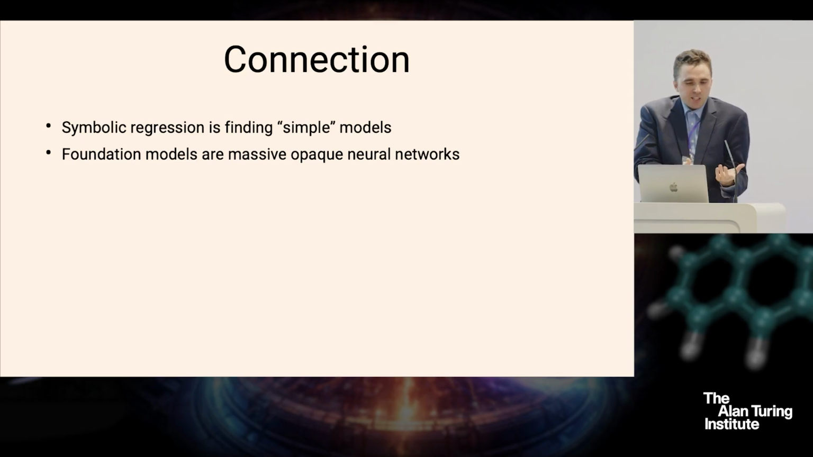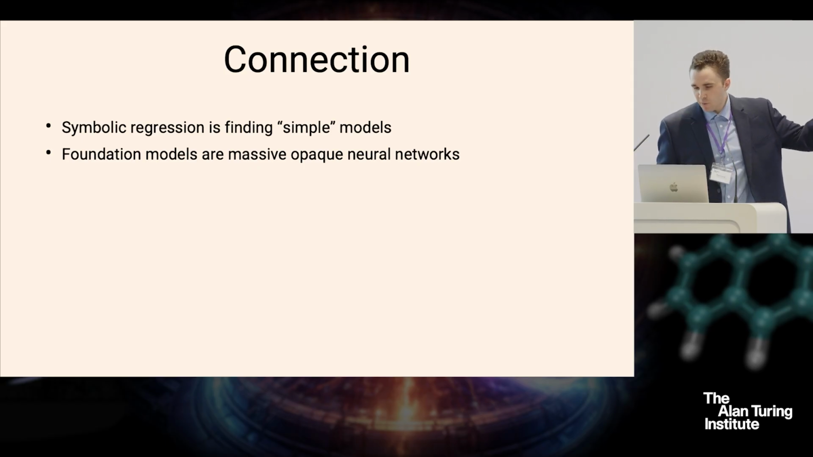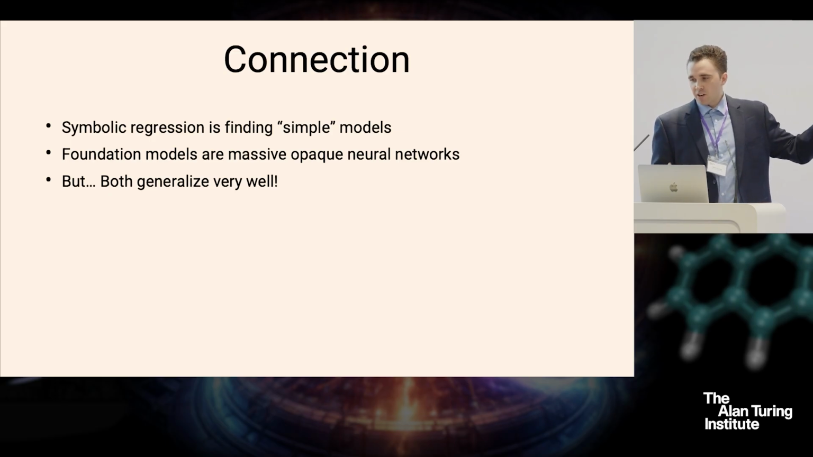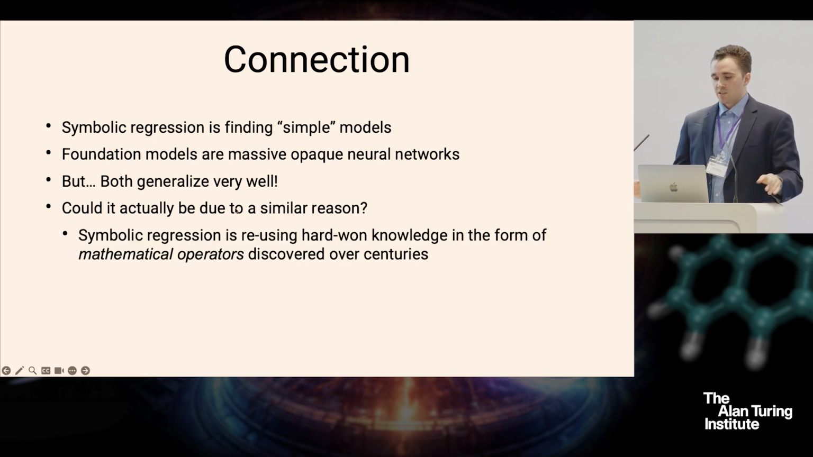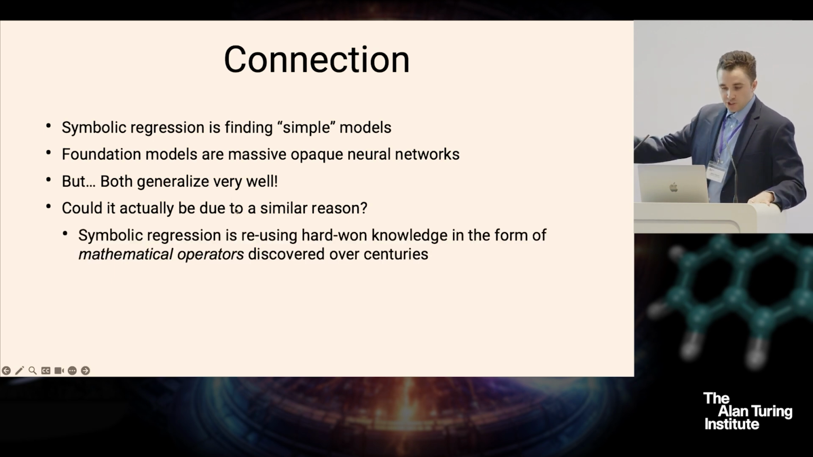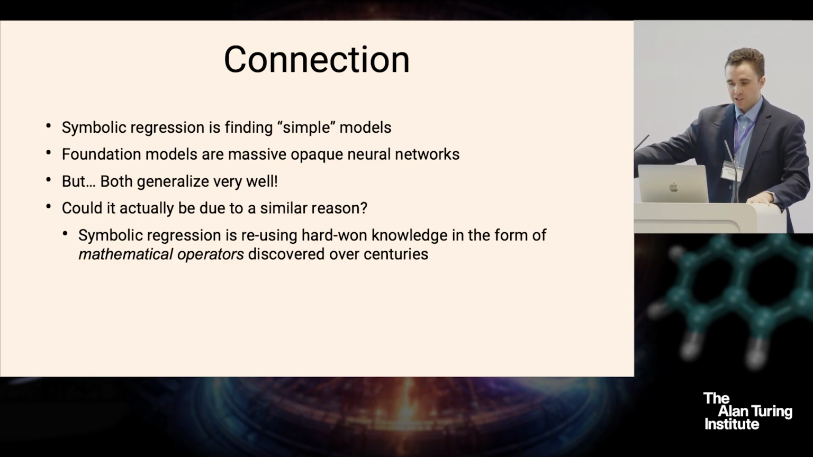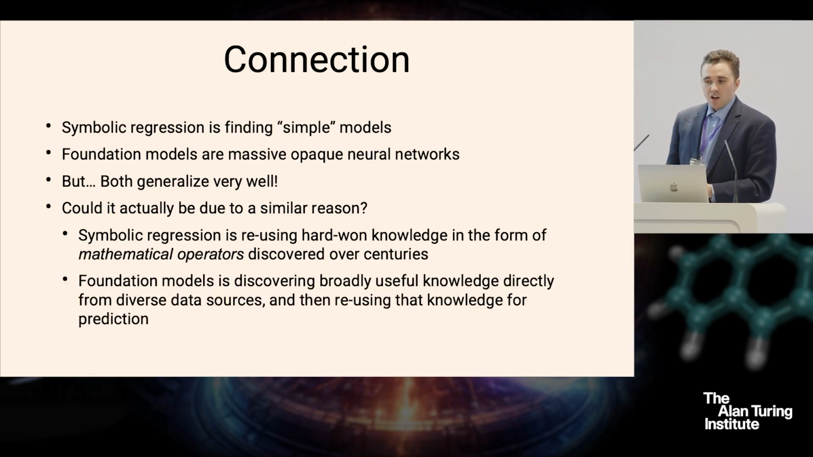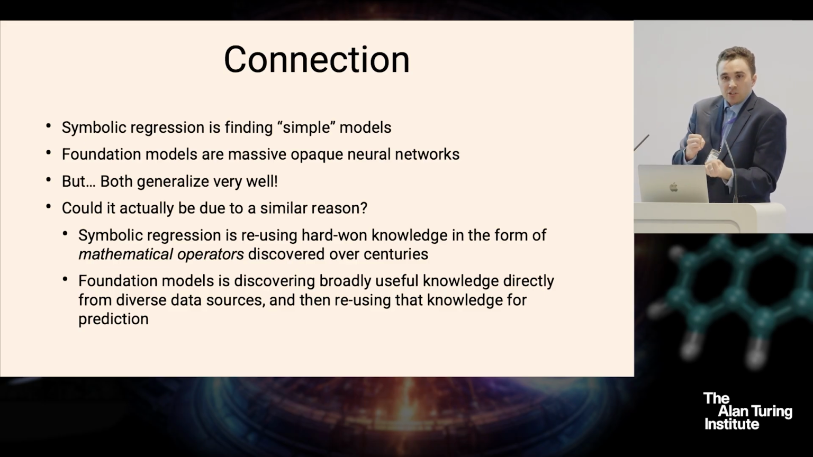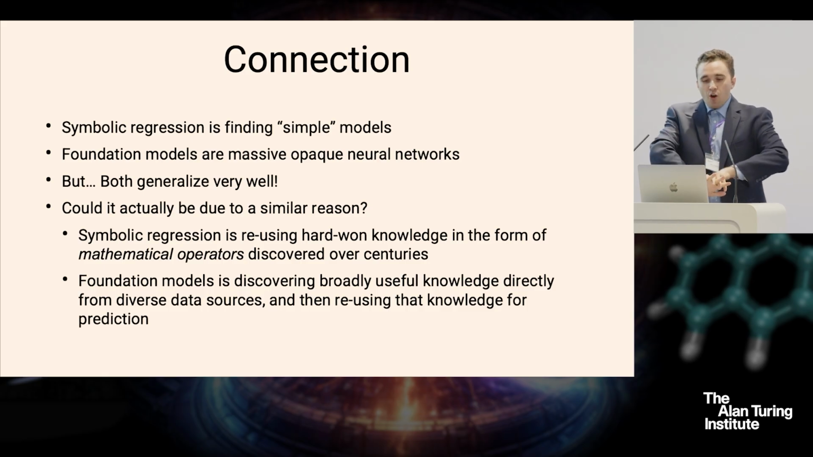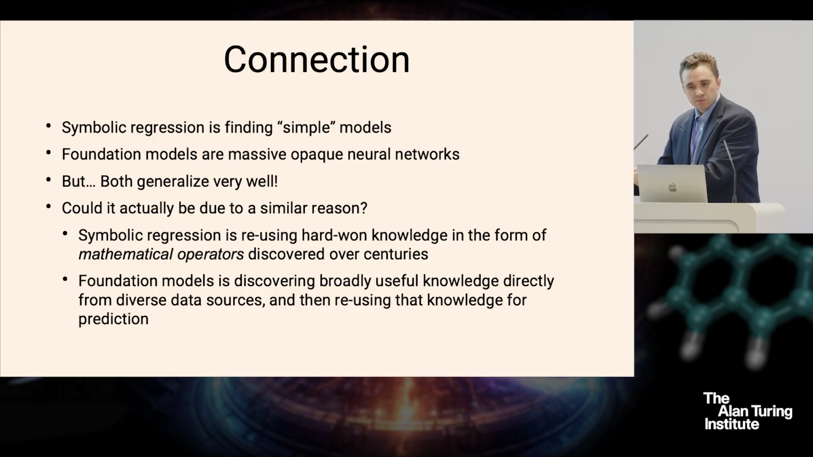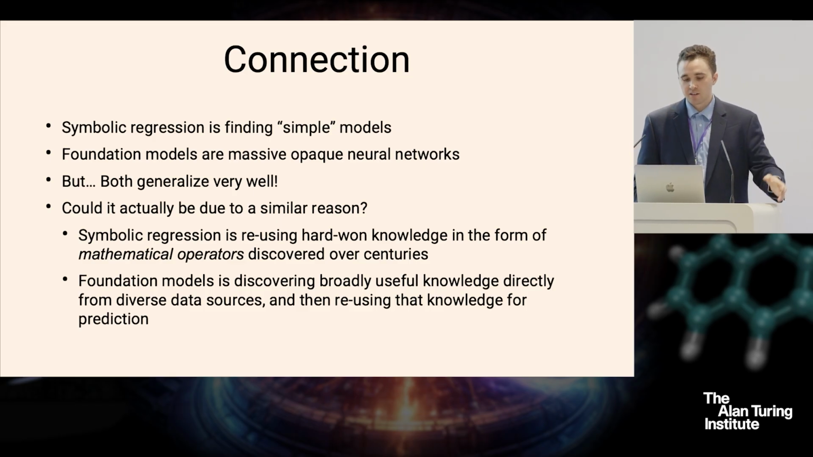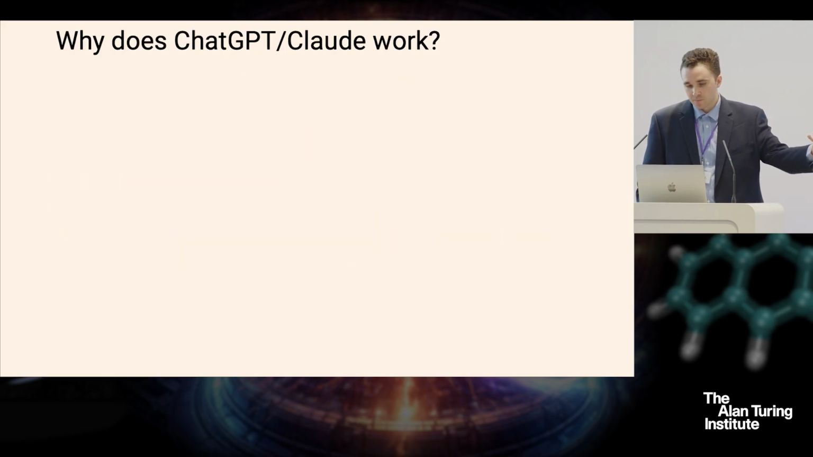Foundation models are, in some sense, these massive, opaque neural networks, but both generalize very well. I think they do so for a similar reason: symbolic regression is reusing knowledge in the form of mathematical operators, but foundation models are also reusing knowledge. It's just that that knowledge is learned, because they're training over many diverse data sources, but they're then using that knowledge for other problems. So I think there's this connection here that they exploit.